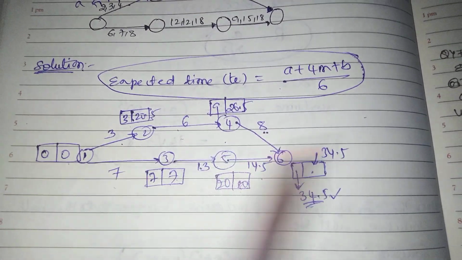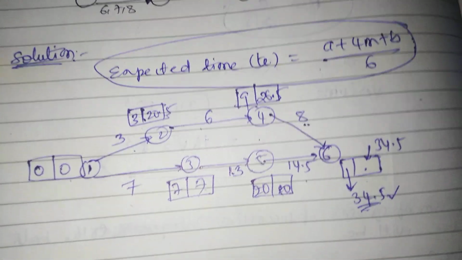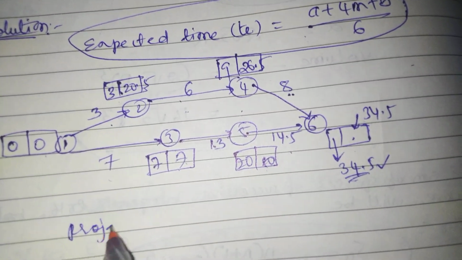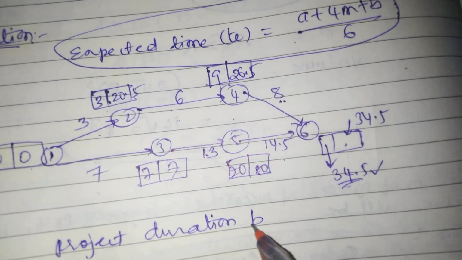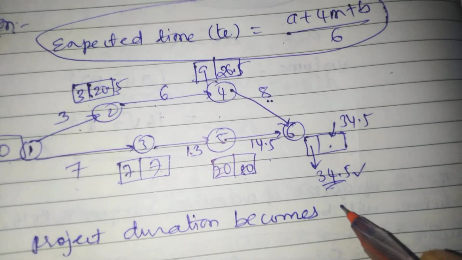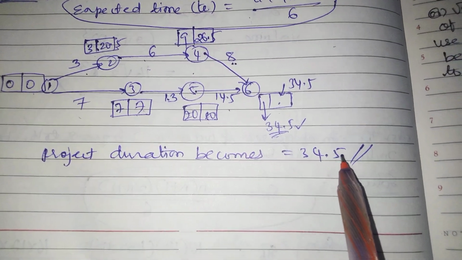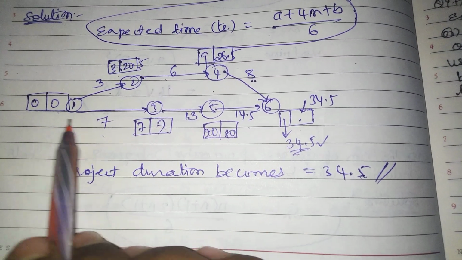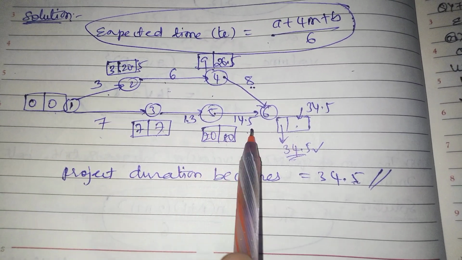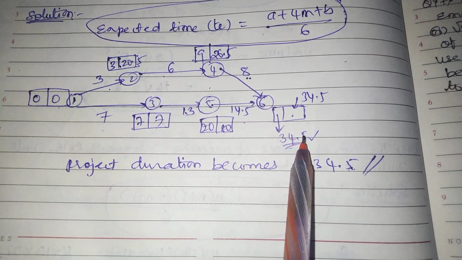So from this figure we can conclude that the project duration becomes 34.5. So this path is helpful from start to end for calculating standard deviation because all are same, 0, 0, 7, 7, 20, 20, 34.5, 34.5, right?